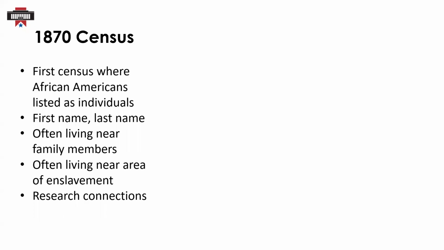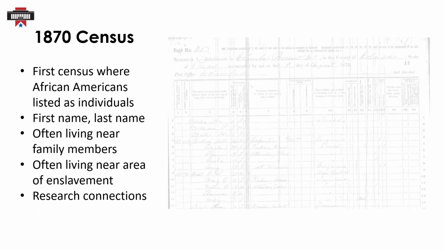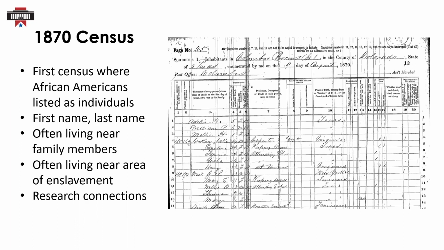The U.S. Census is a cornerstone of genealogy research. It has been taken every 10 years since 1790 and remains confidential for 72 years. The 1950 census became public in April of this year. The 1870 census is an important milestone for African American research. This is the first time African Americans are listed as individuals with first and last names, but also the last time before disappearing as we go back, and they were recorded as property instead of people.